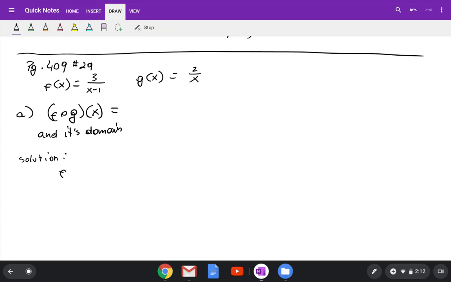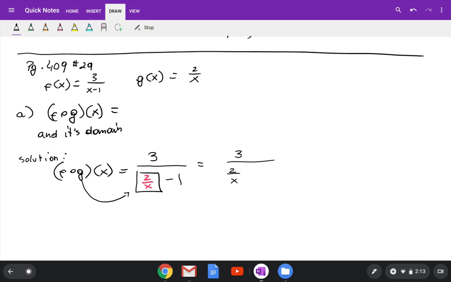First, create a composition. F composed with g of x. F is outside, so I'm going to copy the equation of the outside function. And where I used to have x, I'm putting the square because we're going to do the substitution. And g is the inside function, so you replace x with the equation of function g, which is 2 over x. Okay, so now you need to simplify that. Okay, so you have 3 over 2 over x minus 1 over 1. So let's just do it that way.